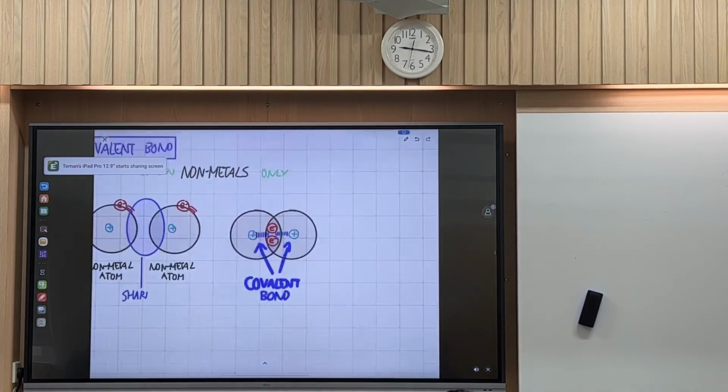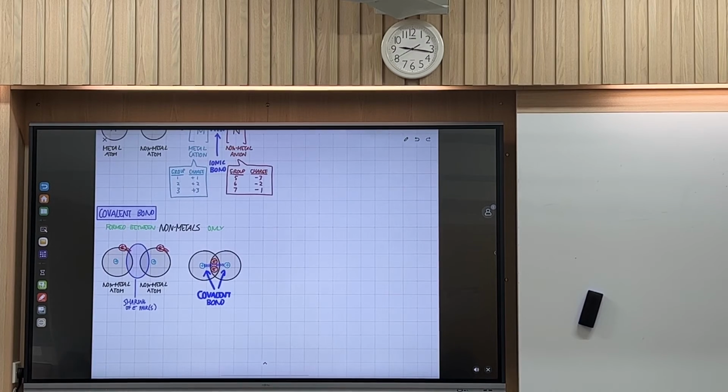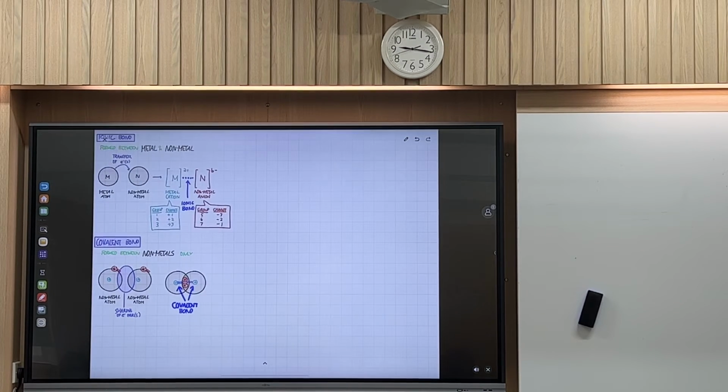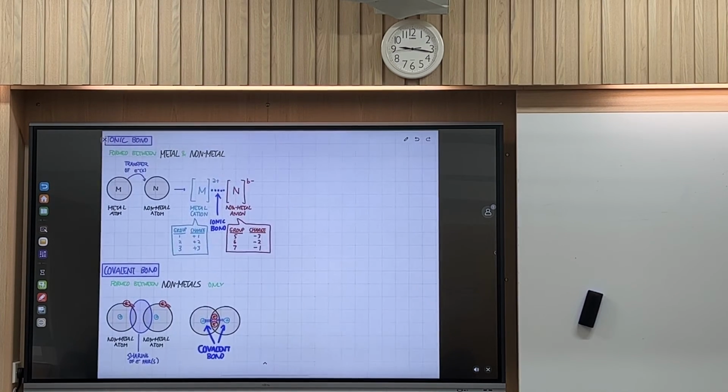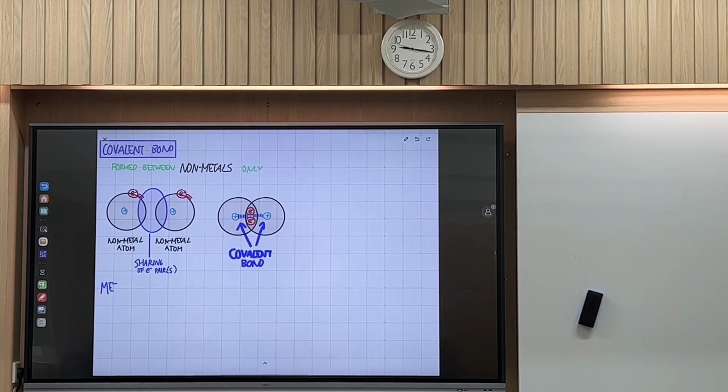Right, so here you have sharing of electron pair or pairs. Okay, so that's covalent bond. Now we have finally metallic bond. So let's also use the space below. This is new, metallic bond.